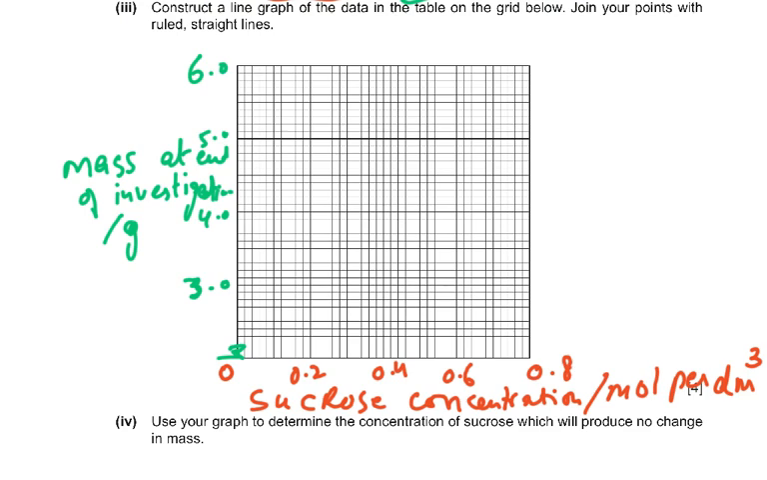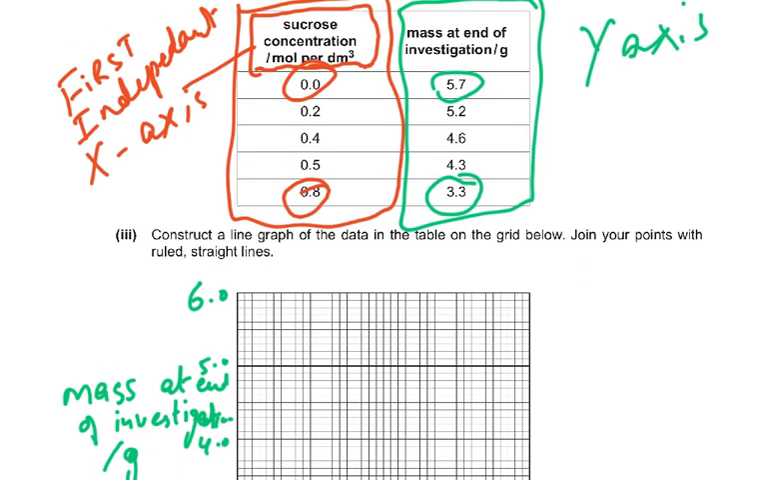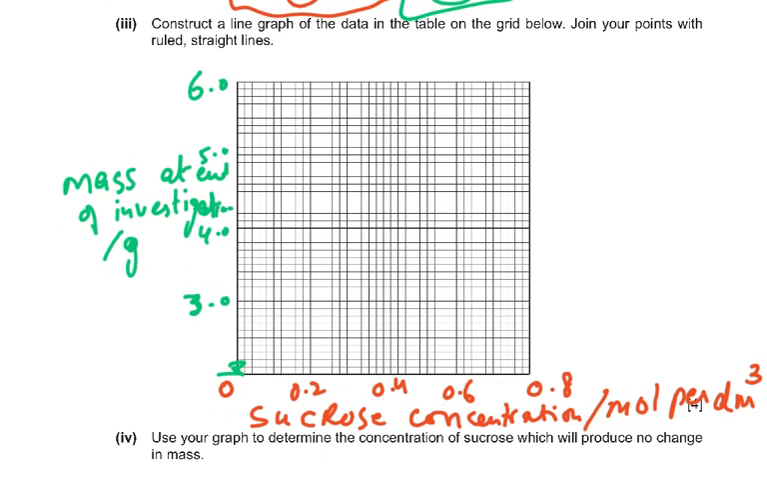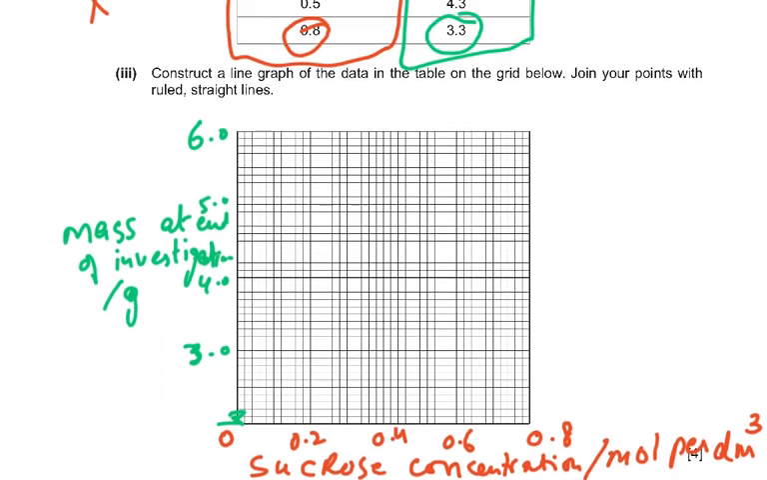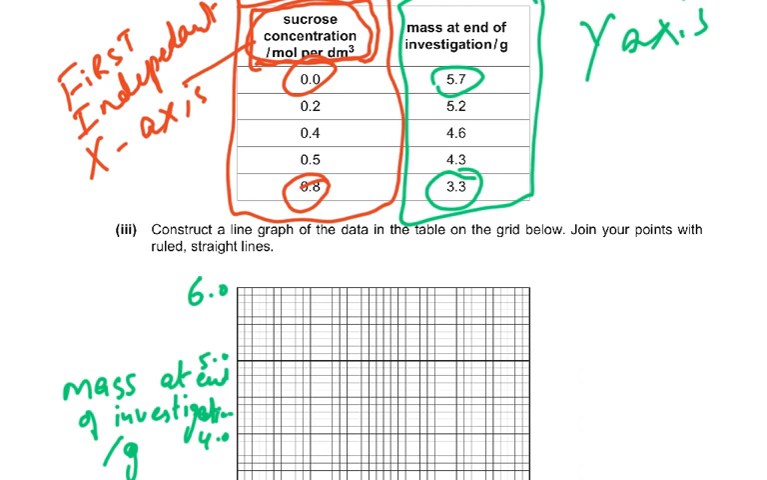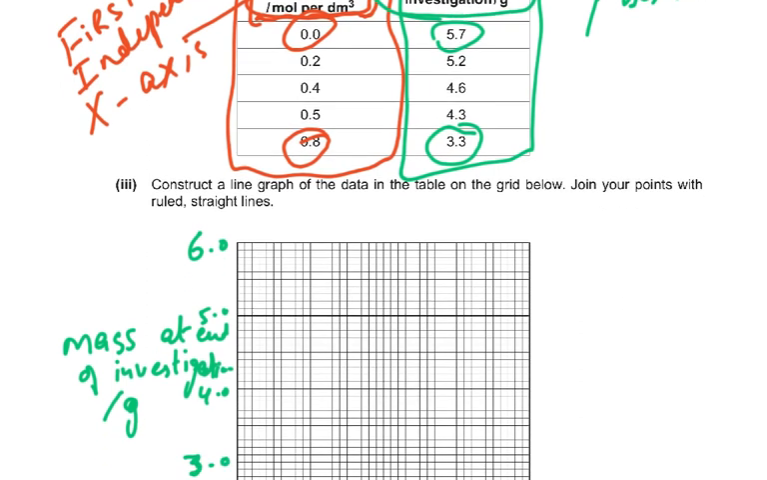First of all, you must label the axis and you must write the entire story. This entire story must be written here: Sucrose concentration slash mole per dm cube. So you wrote that, you actually get a mark for labeling the axis. And the y-axis, you have to write the whole thing: mass at end of investigation slash grams.